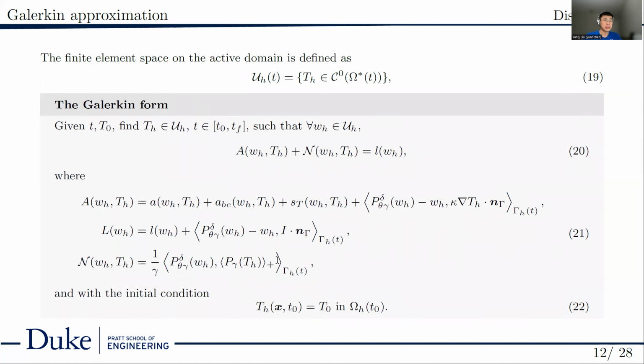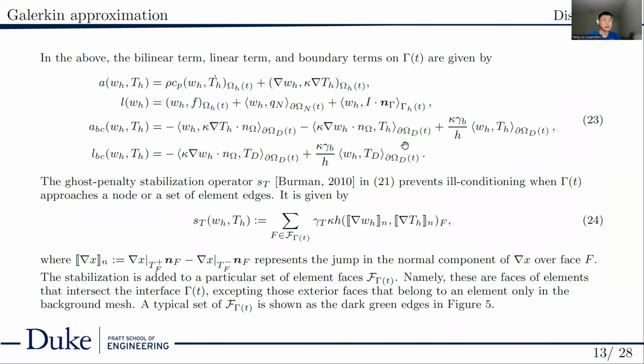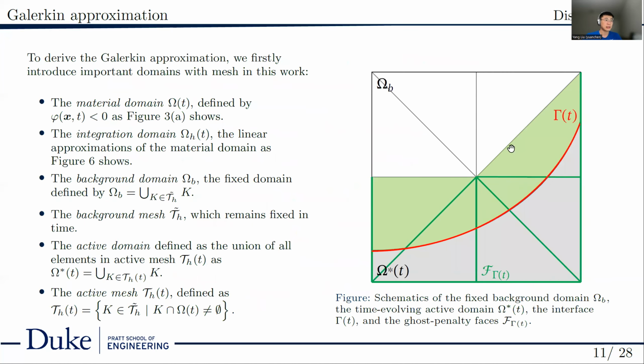The Galerkin form is listed here, where the finite element space is defined on the active domain. The details of the bilinear term, linear term, and boundary terms are listed here. We use the so-called ghost penalty stabilization proposed by Burman in 2010 to prevent ill-conditioning when the interface approaches a node or a set of element edges, as the figure shows, when the interface is close to nodes or edges.